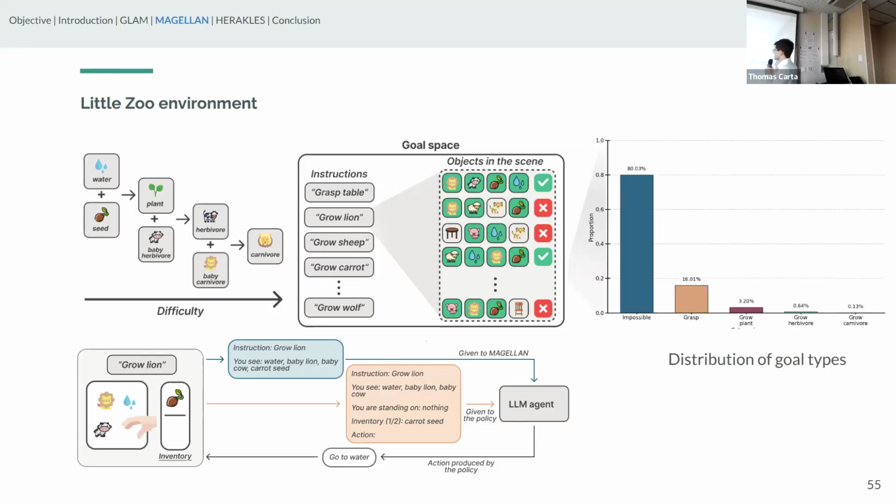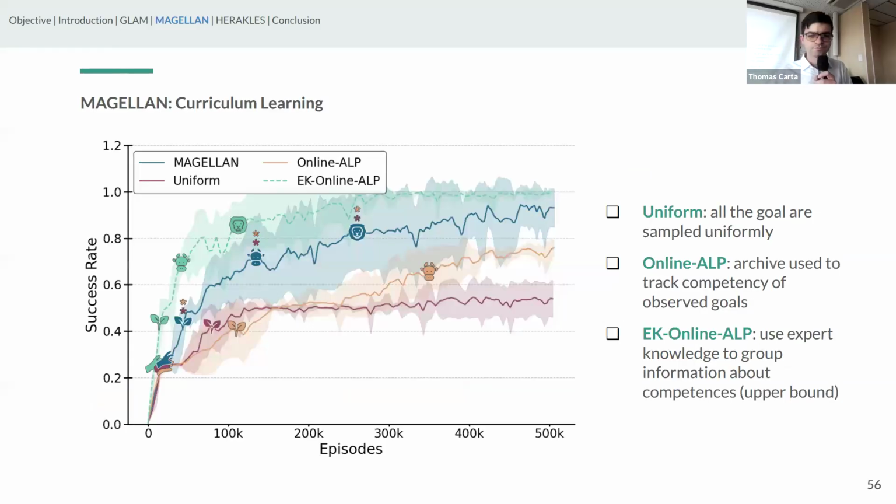And it's very important, because if you are not finding which goals are impossible, you are wasting time on them. And then you have a different kind of goals, such as grass, grow plant, or grow herbivore. And you see that due to this structure, the grow carnivore goals are very sparse, and you have almost none of them. And as you have almost none of them, it's very difficult, and you need a very precise curriculum to be able to reach them.